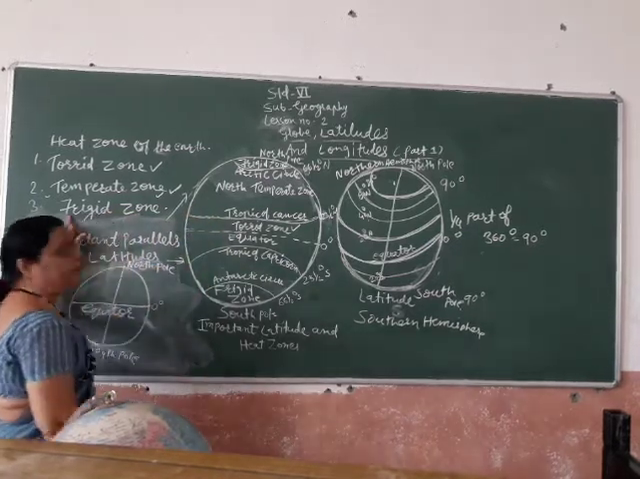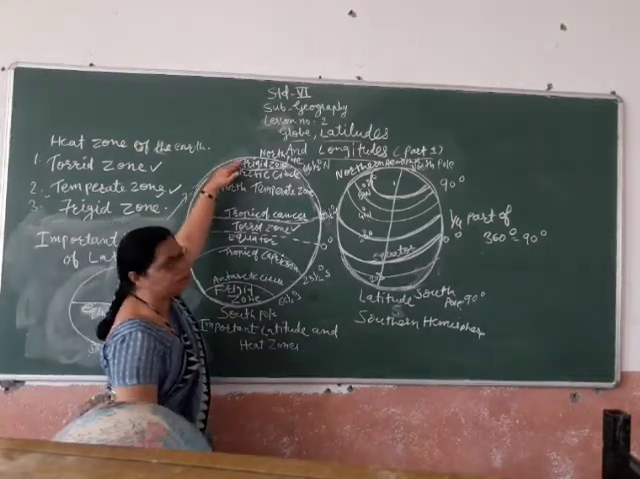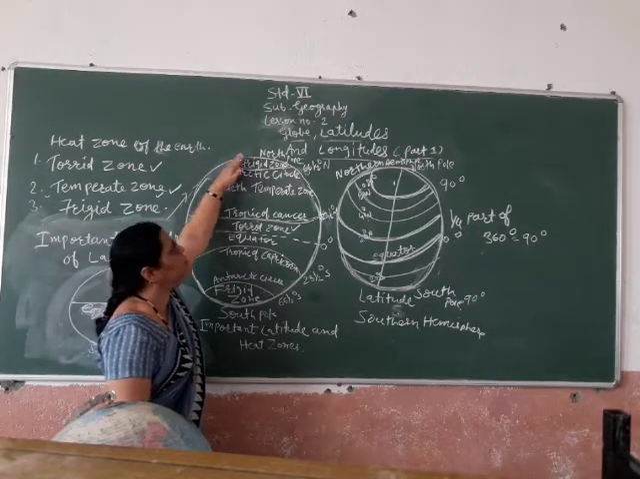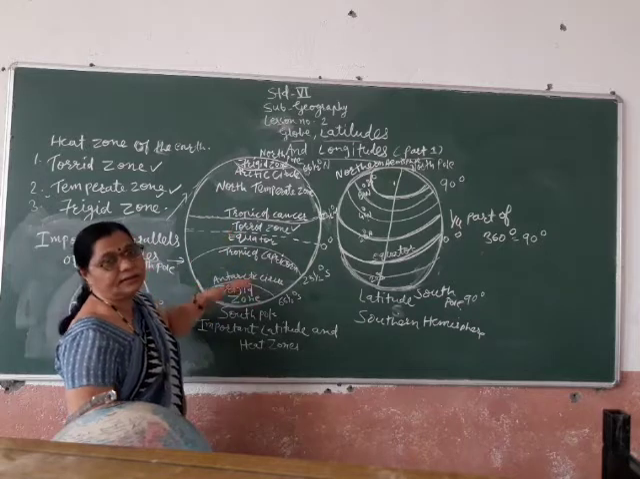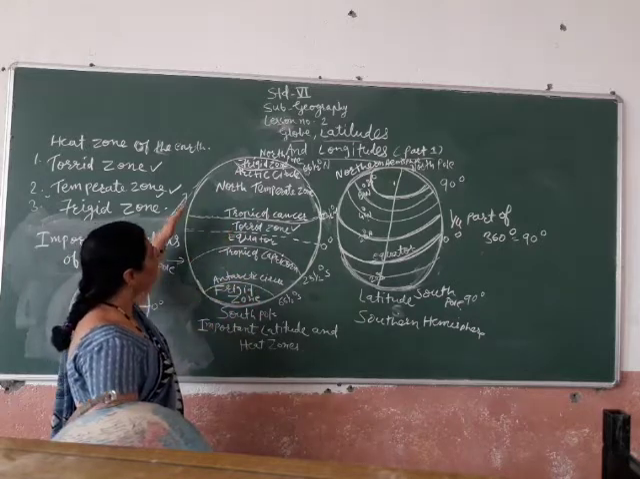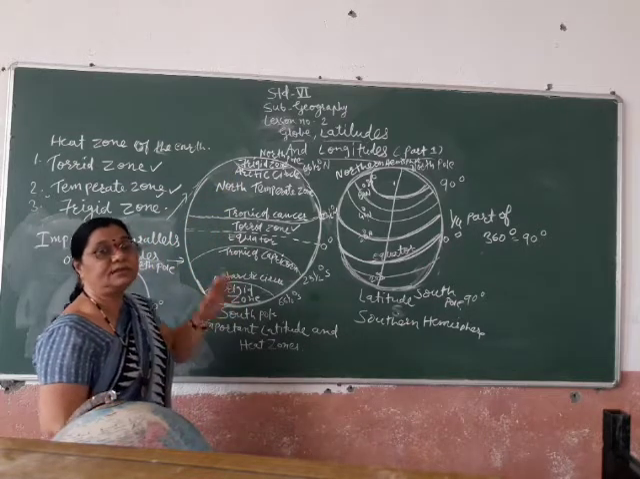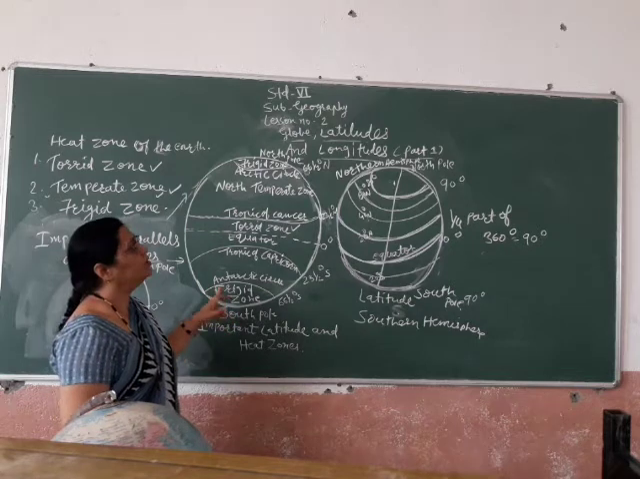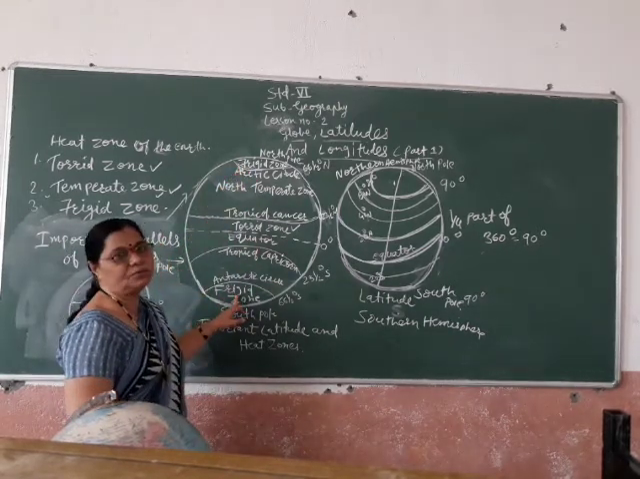Understood? Then the frigid zone. As I just told, in the frigid zone the ice is spread everywhere. Here also it is too cold, and the ice is spread everywhere. And the sun never rises in these places. That's why this place is called the frigid zone, the frigid zone in the North Pole and the frigid zone in the South Pole.